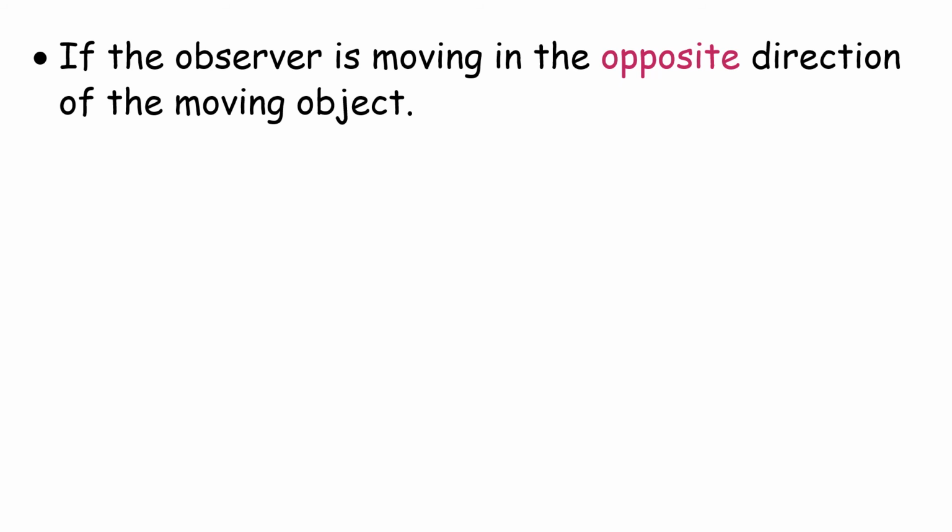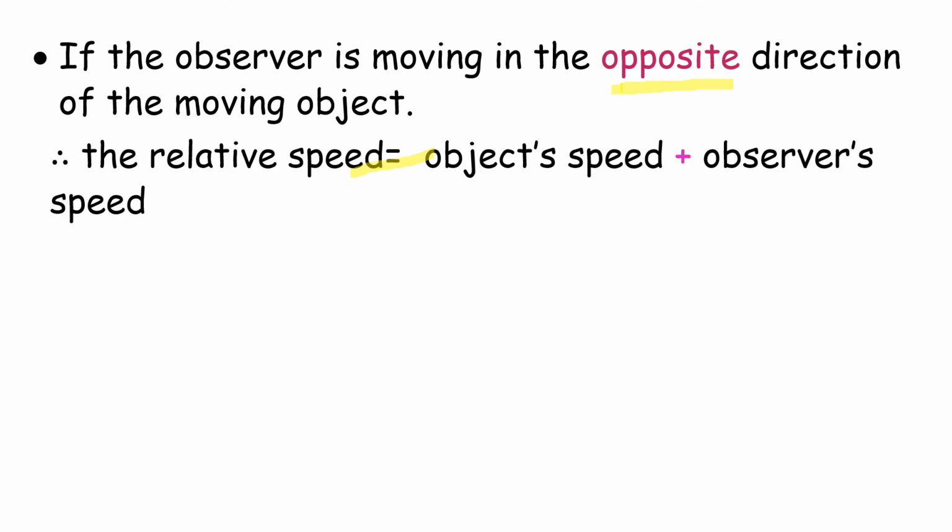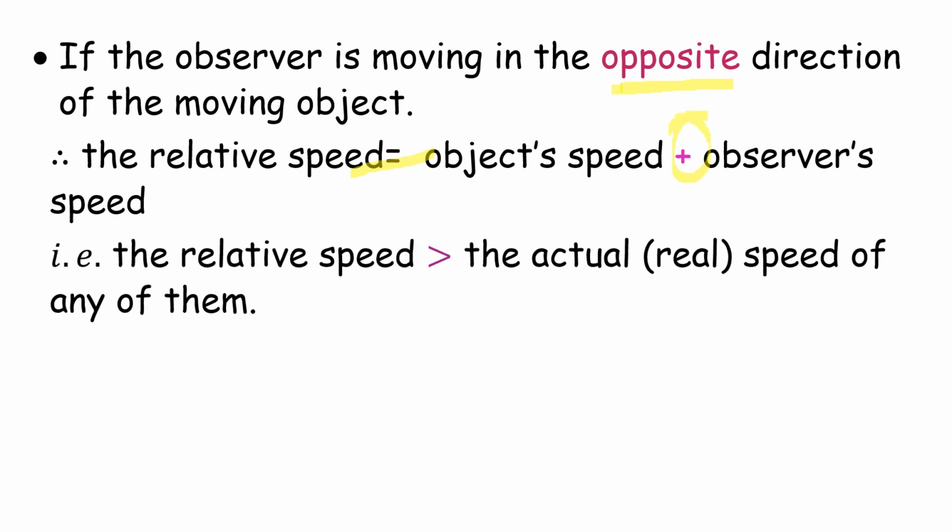If the observer is moving in the opposite direction of the moving object, like a car for example, then the relative speed equals object speed plus observer speed. In this case, since they move in opposite directions, how do we get the relative speed? We do addition, plus. That's to say the relative speed is more than the actual or real speed of any of them. Since we added, the result will be bigger than either of them. So when the directions are opposite, we do the object plus the observer.